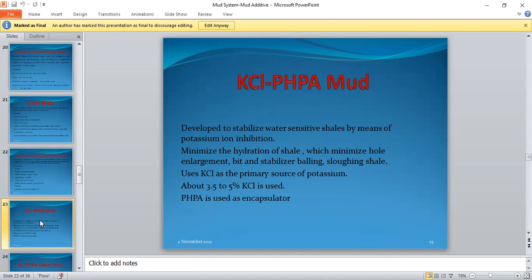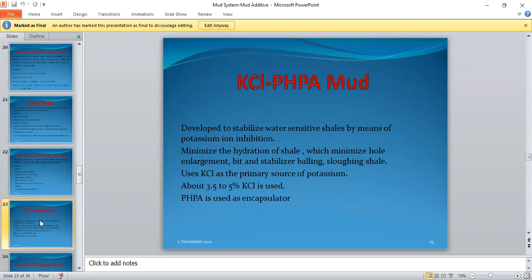KCl, PHPA mud. Every other thing is the same, except that this time around, you are adding KCl. What's the work of the KCl? It will inhibit deformation. What's the work of the PHPA? PHPA is a kind of polymer. It also has inhibition properties, and it also minimizes the hydration of clay. It encapsulates. It's a polymer.